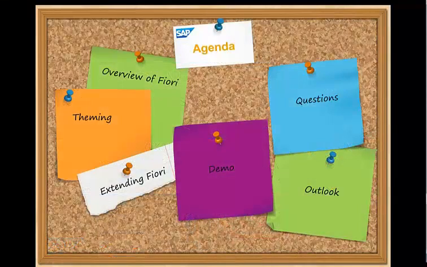For today's agenda, we're going to take an overview look at Fiori itself, have a look at some of the basic features and functions that come out of the box. We'll start to take a look at some of the theming characteristics, how we can change the look and feel, the branding of Fiori itself. We're then going to start to take a look at how we can extend Fiori, how we can add additional capabilities to the existing scenarios, and how we can create our own scenarios.